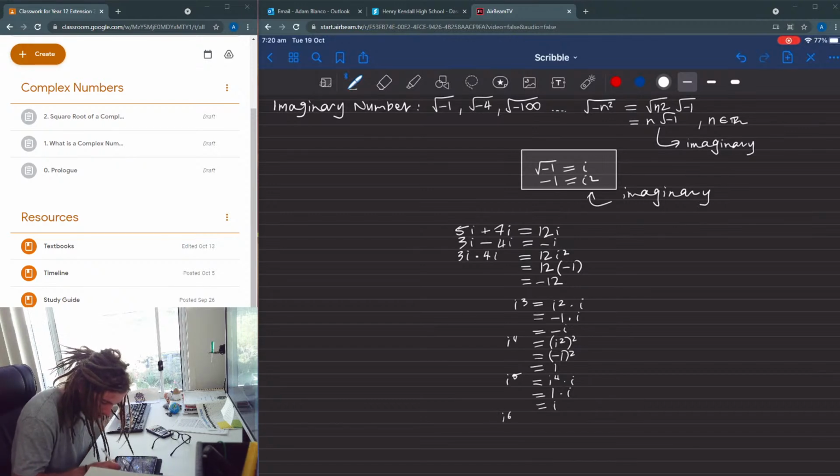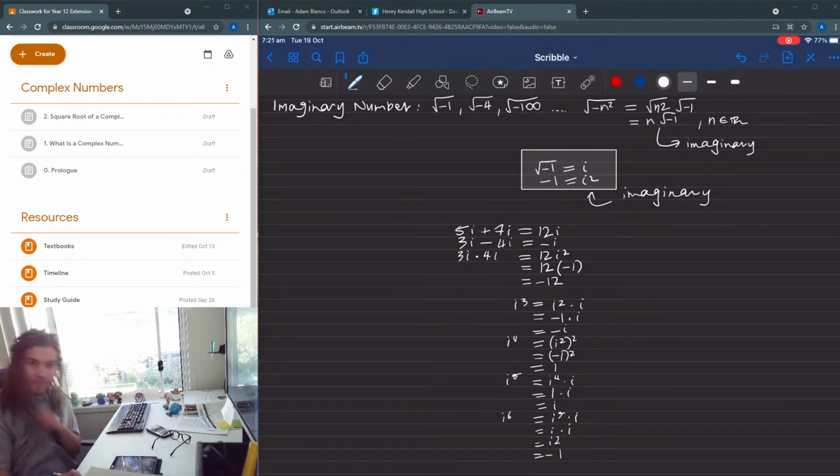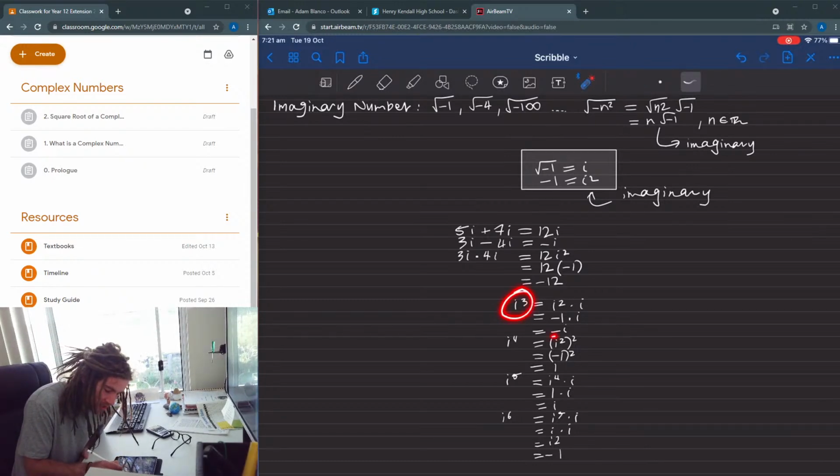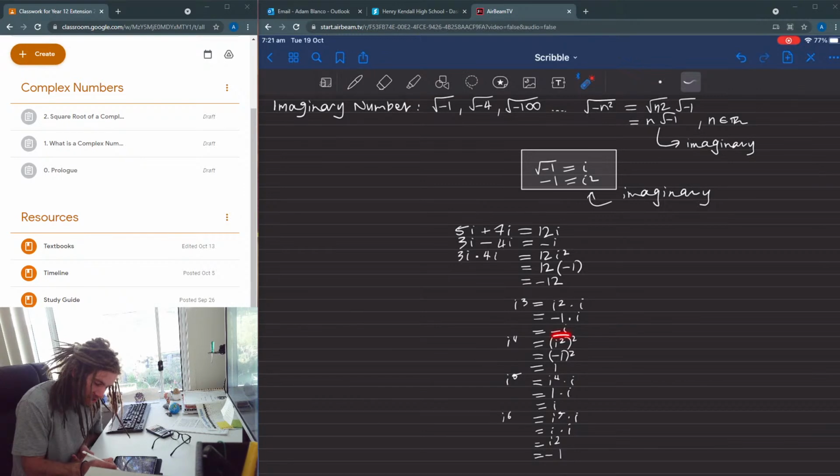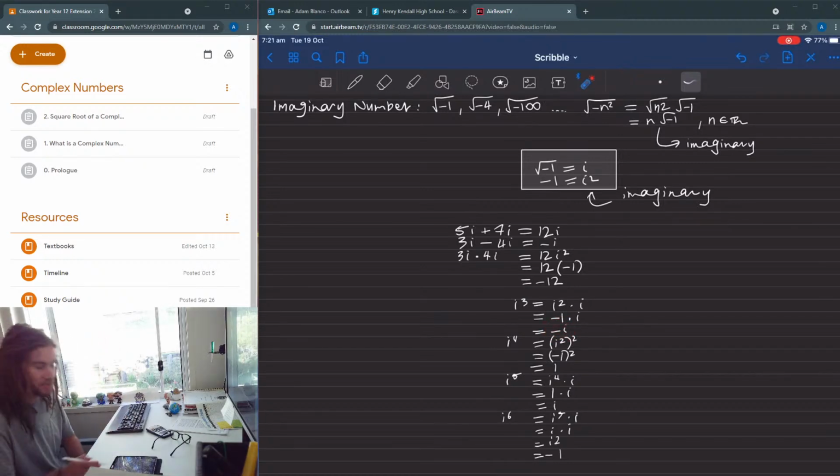If I went to i to the power of 6, that's i to the power of 5 times i, which is i times i, which is i squared, which is minus 1. And so we ended up going in a loop. You can see that i cubed was minus i, i to the power of 4 was 1, i to the power of 5 is i, and i to the power of 6 is minus 1. This starts alternating: minus i, 1, i, minus 1, and then i to the 7 starts the loop again, so i to the 7 equals minus i. You can keep doing that and convince yourself that that's the case.